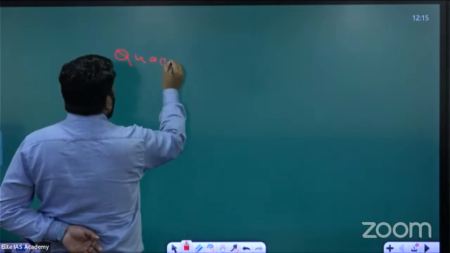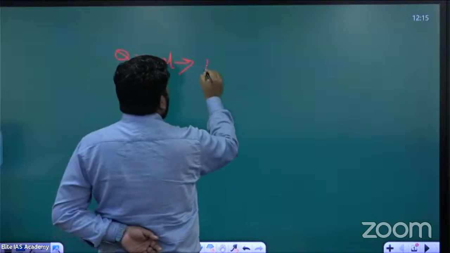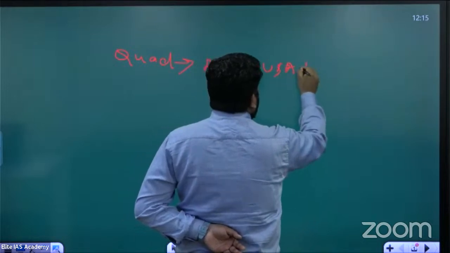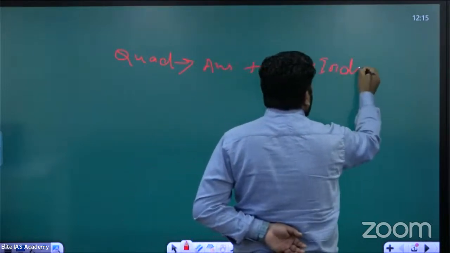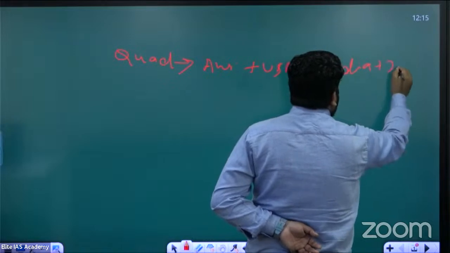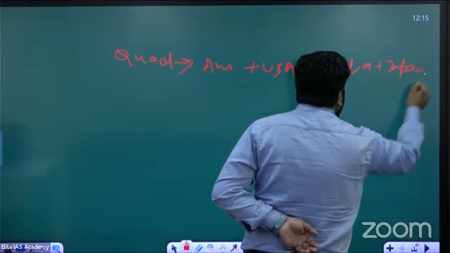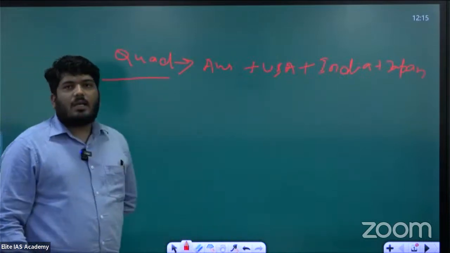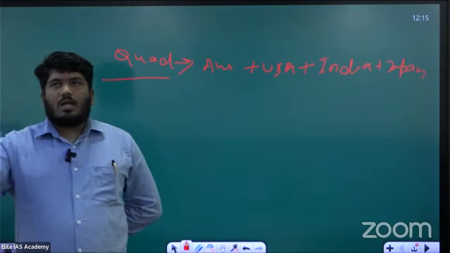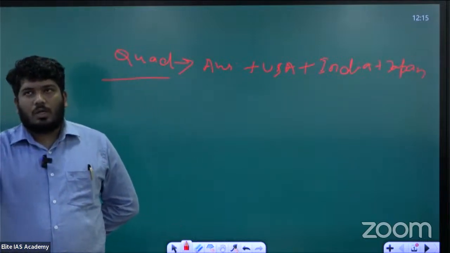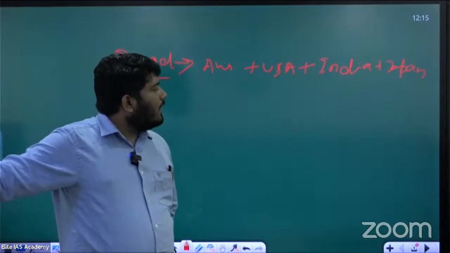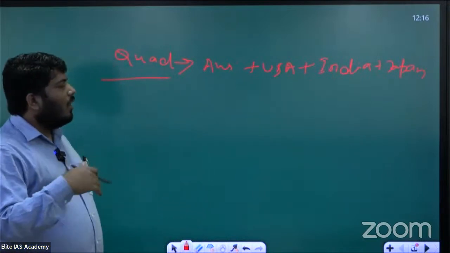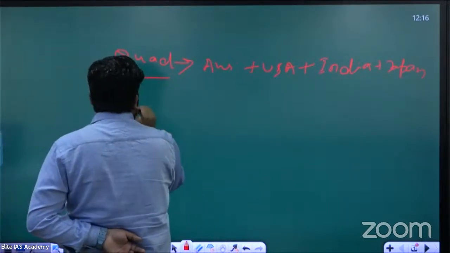Already I have mentioned the 4 countries part of Quad: Australia, USA, India, and Japan. These are the 4 countries who are still part of the Quad. How was Quad formed? Let me explain the history of this. What happened when the tsunami occurred in 2004? These 4 countries voluntarily came together to help the nations around the South China Sea or Indo-Pacific.